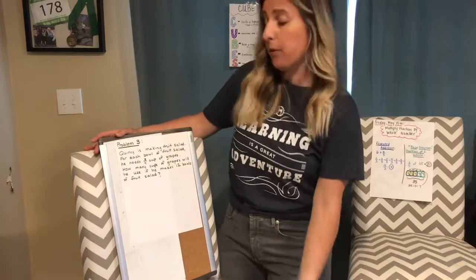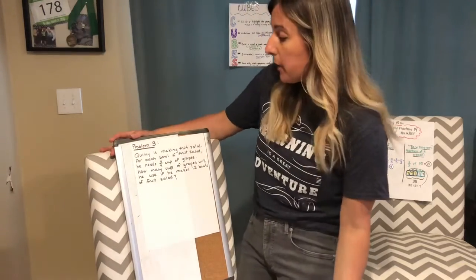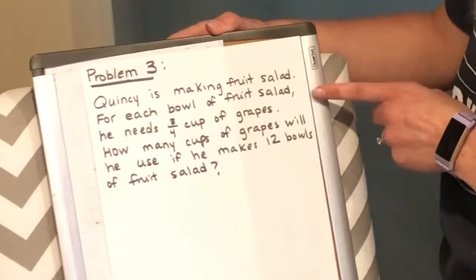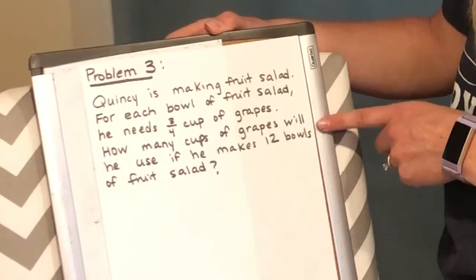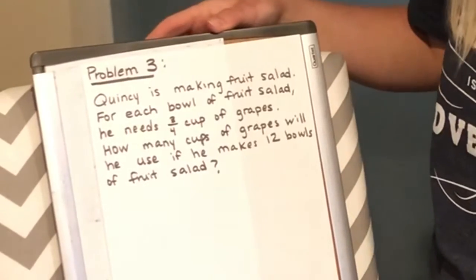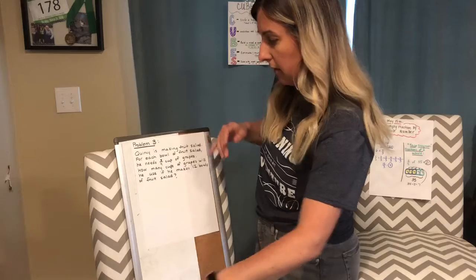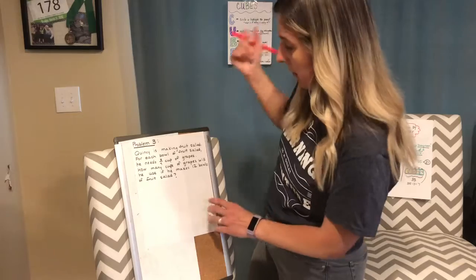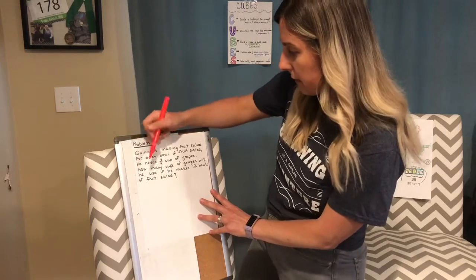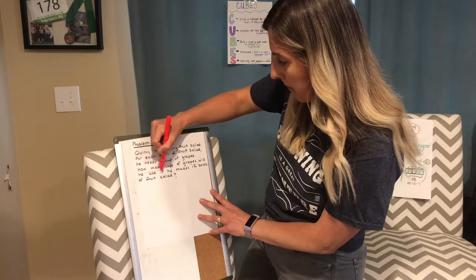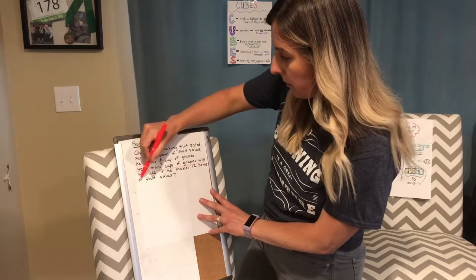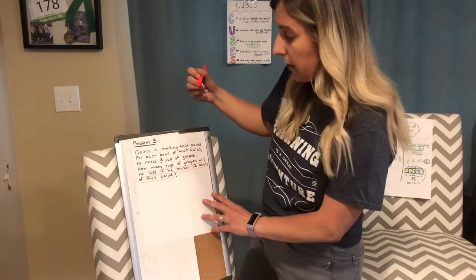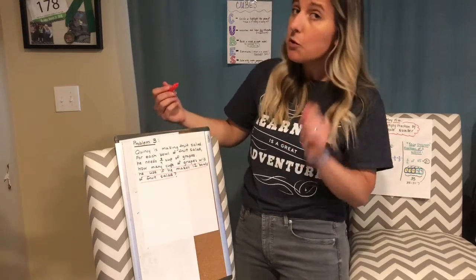All right, so I'm going to take you through problem 3 in your packet. Quincy is making fruit salad. For each bowl of fruit salad, he needs 3/4 cup of grapes. How many cups of grapes will he use if he makes 12 bowls of fruit salad? All right, so let's see what we have here. We're being asked to find how many cups of grapes he will use if he makes 12 bowls of fruit salad. So he's not just making 1 bowl, he's making 12 bowls.